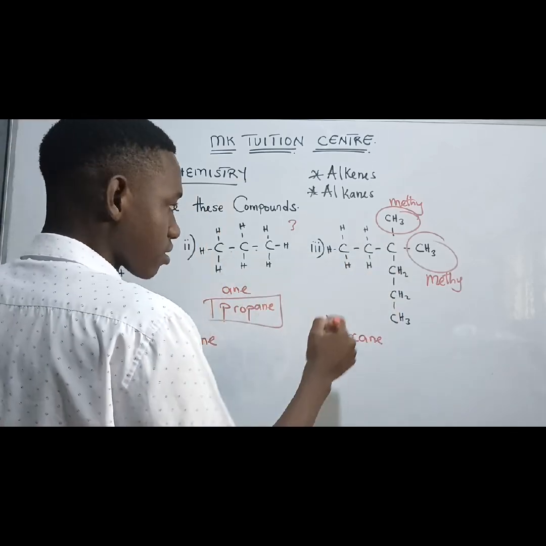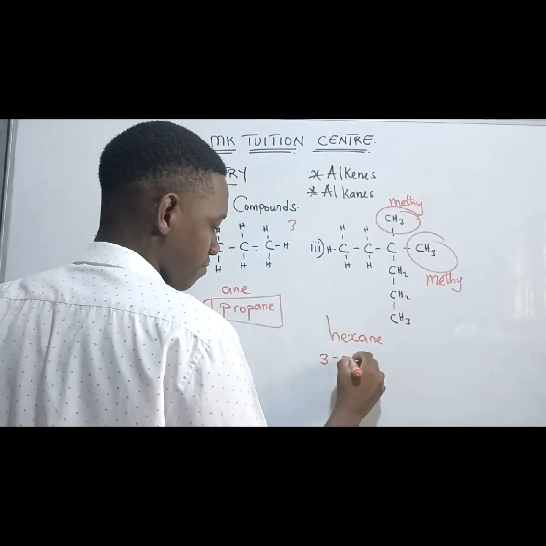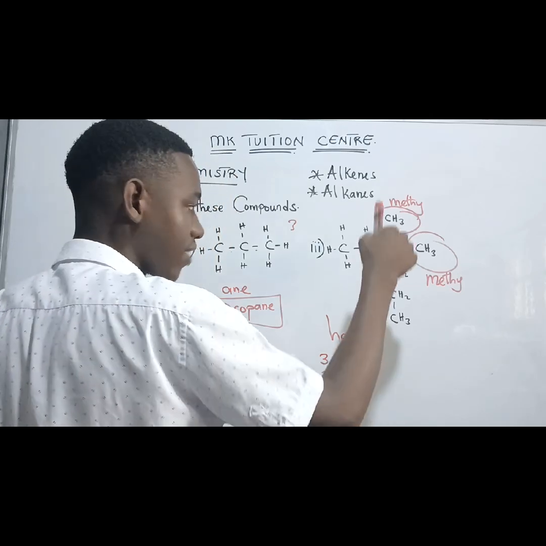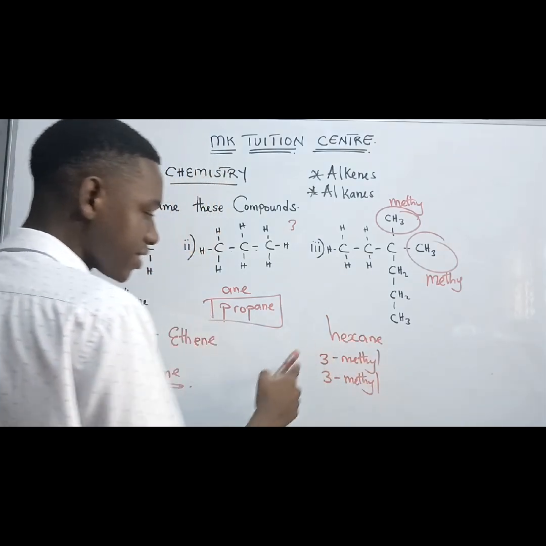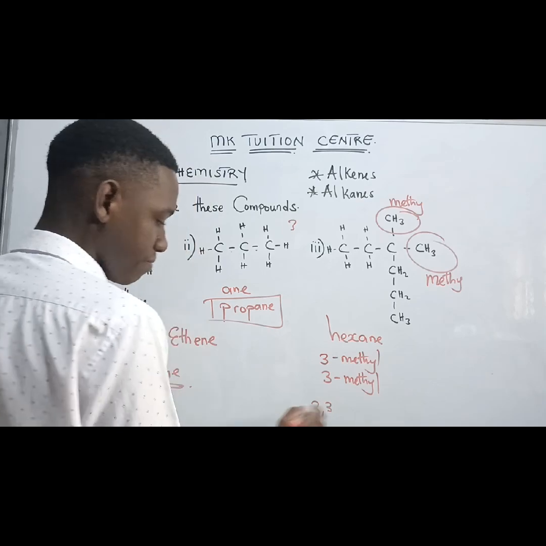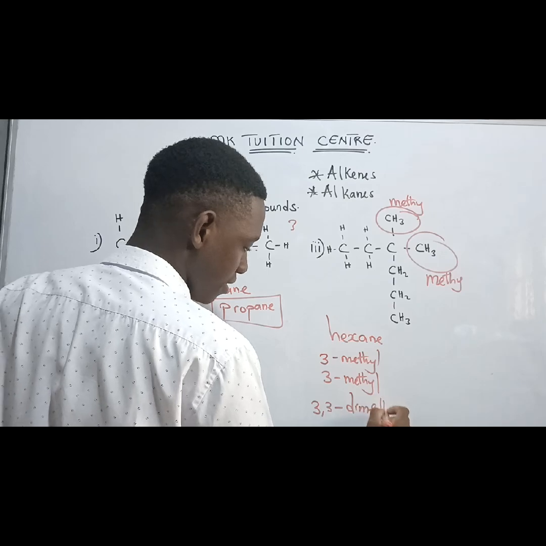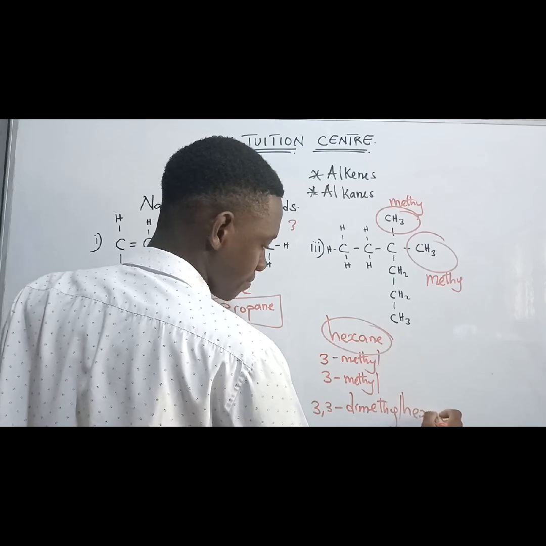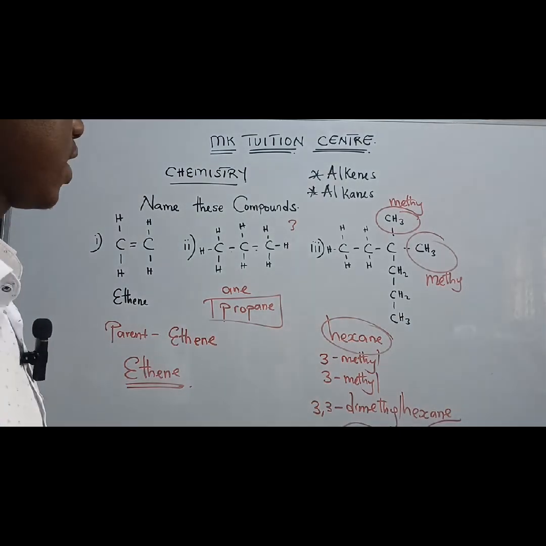Now, on carbon number 3, we have a methyl. And again, on number 3, we have another methyl. So this can be written as 3, 3. So because there are 2, we're going to say dimethyl, and then you copy this hexane. Okay, that is how we name these compounds.